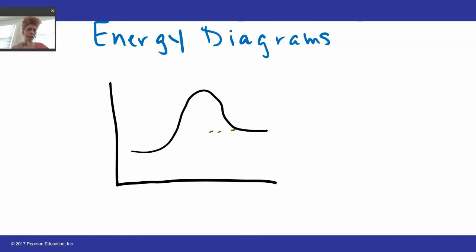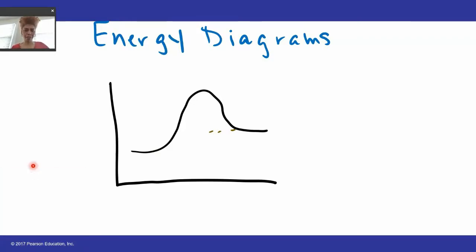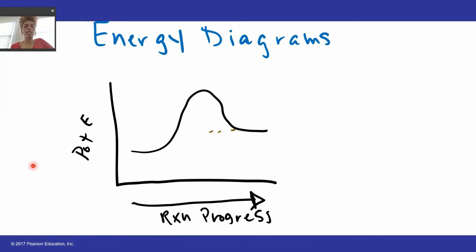So here we have a graph and we have our line here. Let's take a look at each part of the graph. On the y-axis, we're looking at potential energy, or delta H. On the x-axis, we're looking at the reaction progress, going forward in the reaction over time. We have two lines here. We have our potential energy of our reactants versus the potential energy of our products.